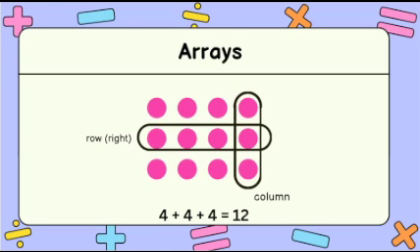Here we have another example of an array. So the rows go to the right and there are 3 rows, and in each row there are 4 of the dots here. So if we count them, we have 4 plus 4 plus 4 equals 12.